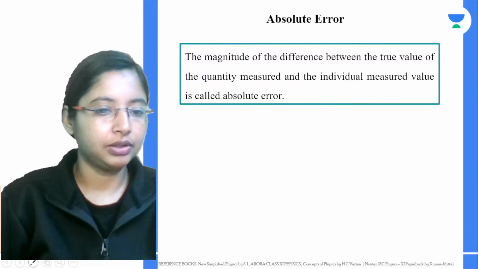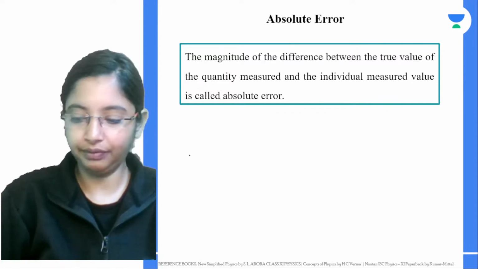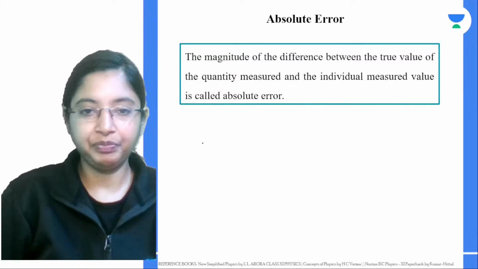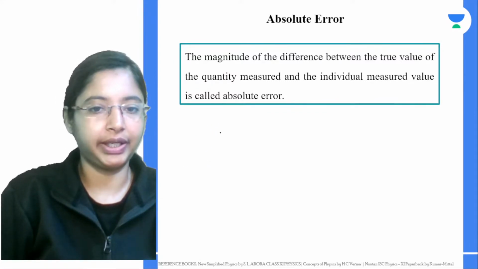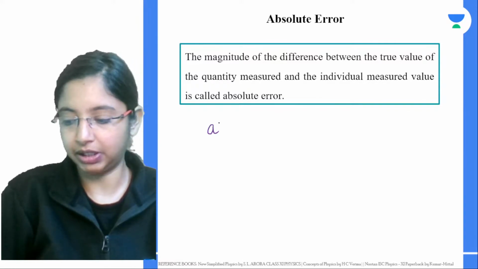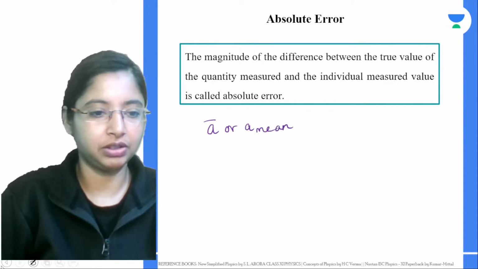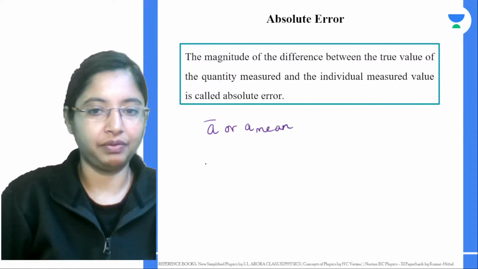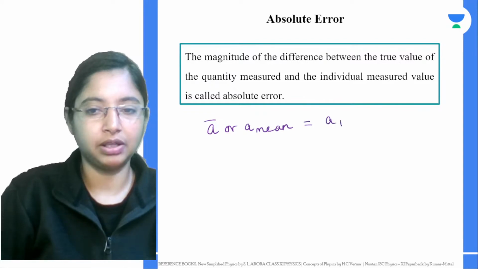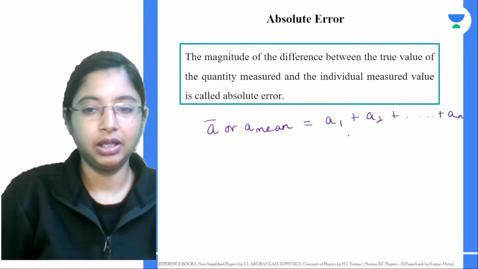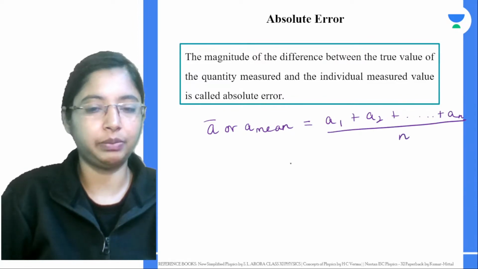Okay, so in this case, let's say we have found the arithmetic mean, right? Earlier we saw what the arithmetic mean is. The arithmetic mean is given by A bar, or a mean. We took the first reading, second reading, and so on to the nth reading, divided by n. This is your arithmetic mean.